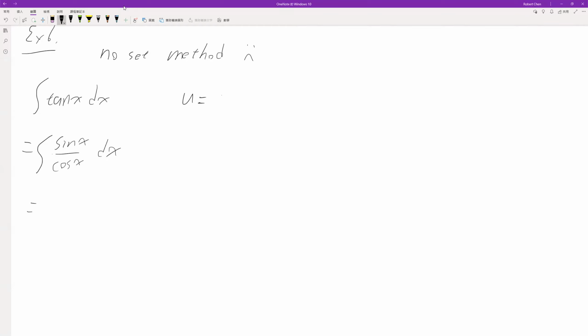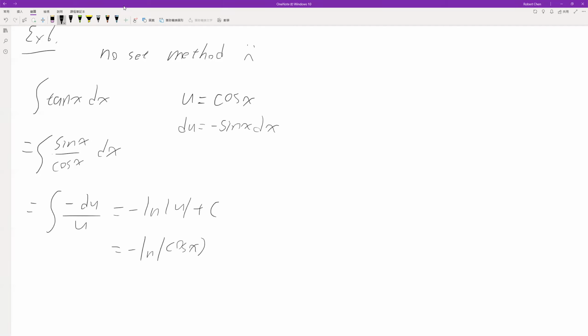All right, so u is cosine x. Du will be negative sine x dx. All right, so this is, after example 6, we will be talking about some of the special integrals. And then they require special methods. All right, so here we go. So sine x dx, that's negative du over u. All right, and that's negative ln of u, plus c, which is negative ln of cosine x, plus c.